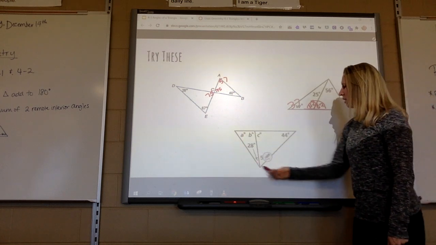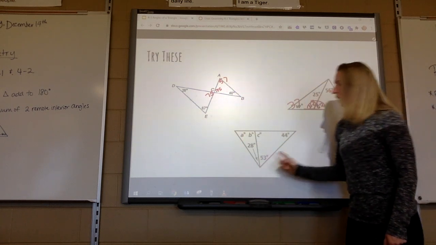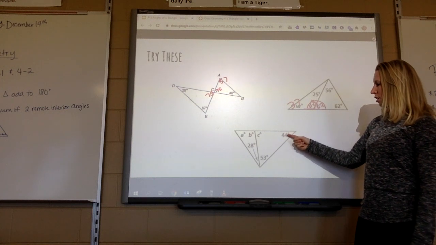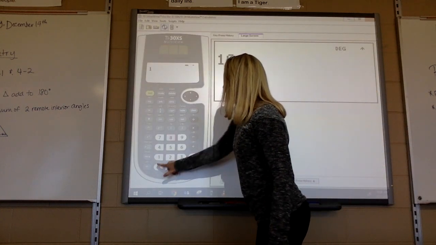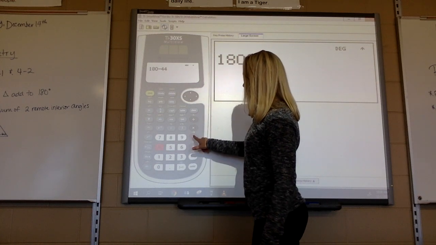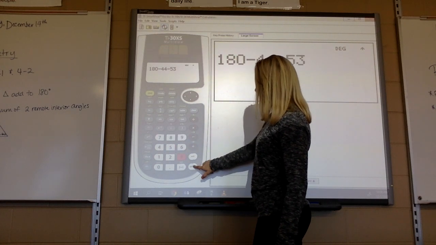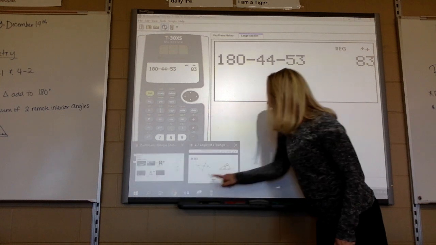So I would do the same thing with this problem. Start with a triangle where you already know two of the angles. I already know 44 and 53. So 180 minus 44 minus 53. I get 83.